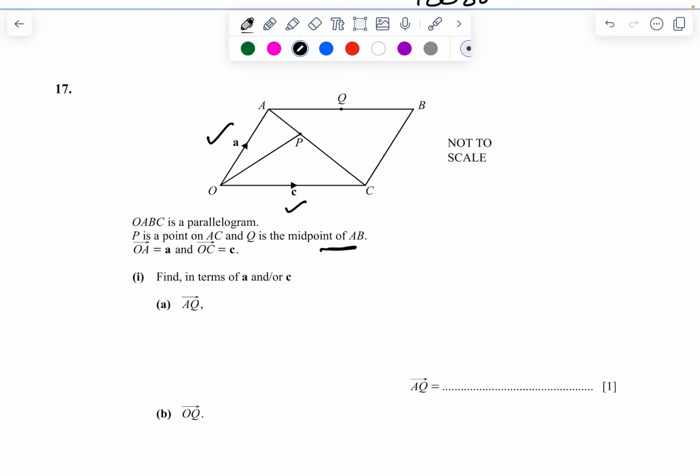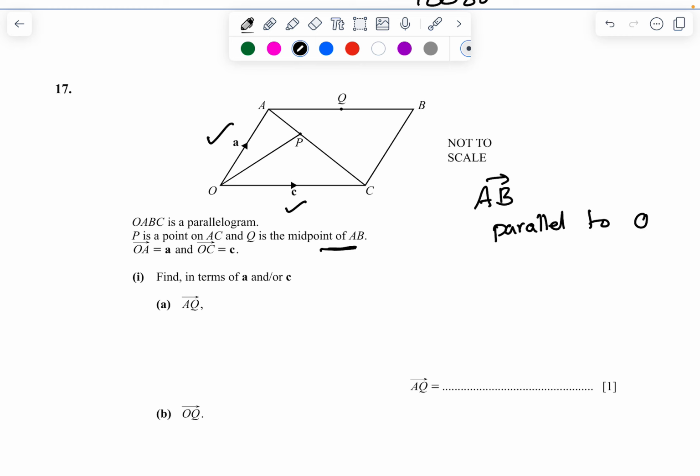Then find, in terms of A and C, what is AQ? So first of all, I have to find AB. How do I find AB? I start from A and go to B. Is there any way to find A to B? Yes.